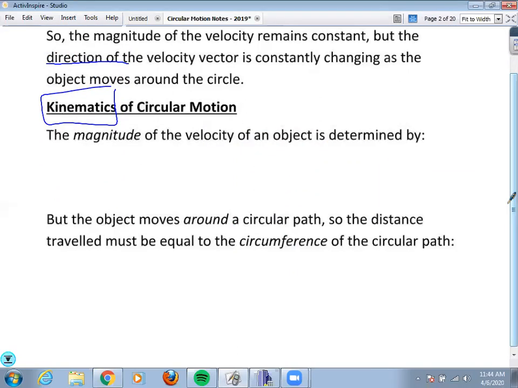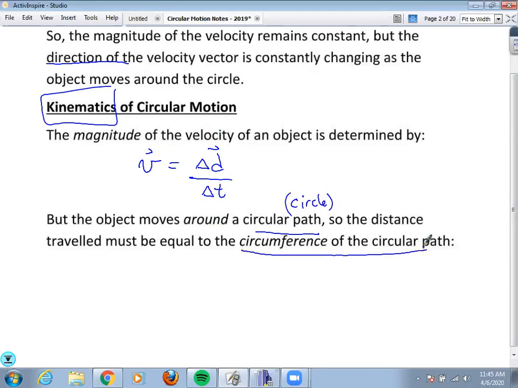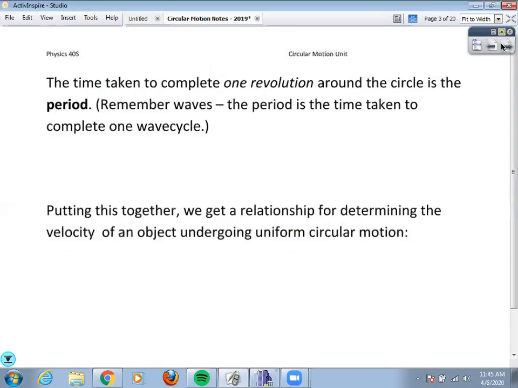As a quick review, velocity v is displacement over time. But the object moves around a circular path, just think circle. So the distance traveled must be equal to the circumference of the circular path, where the circumference C would be 2 pi times the radius, as we recall from the basic math equation. The time taken to complete one revolution, one cycle around the circle, is called the period. And remember from our waves unit in 30S physics that the period is the time taken to complete one wave cycle.